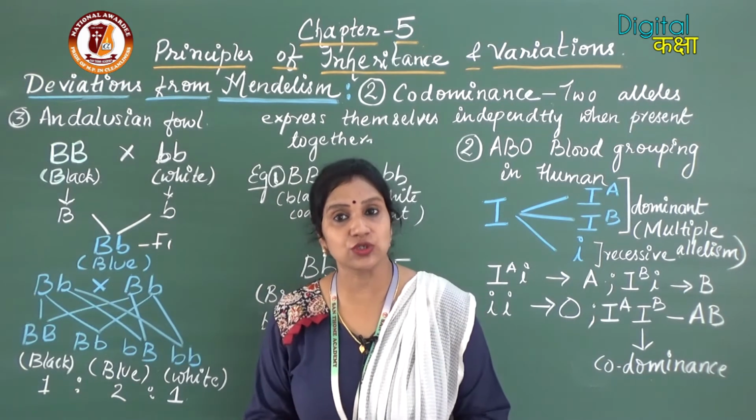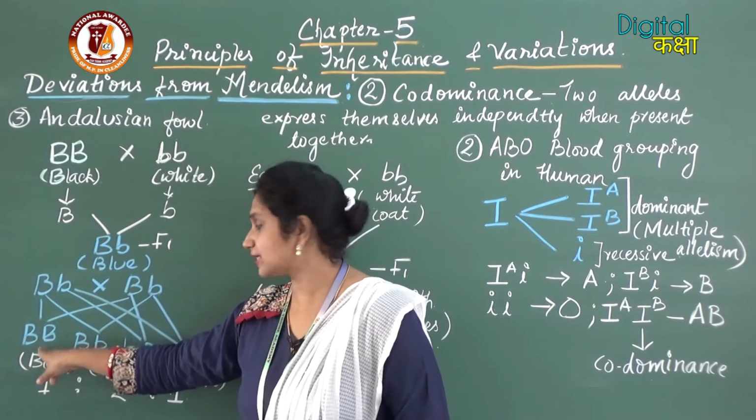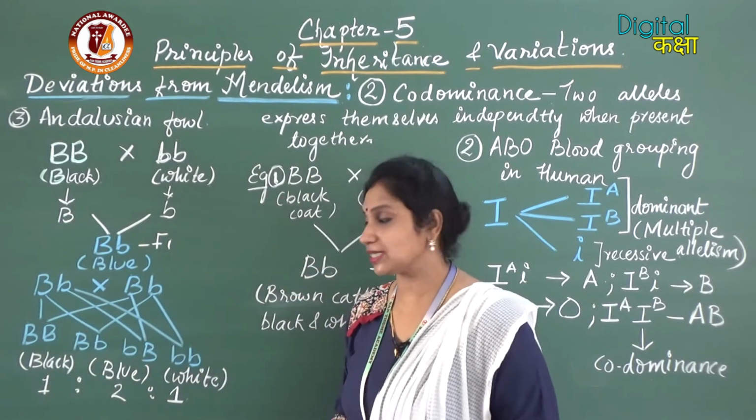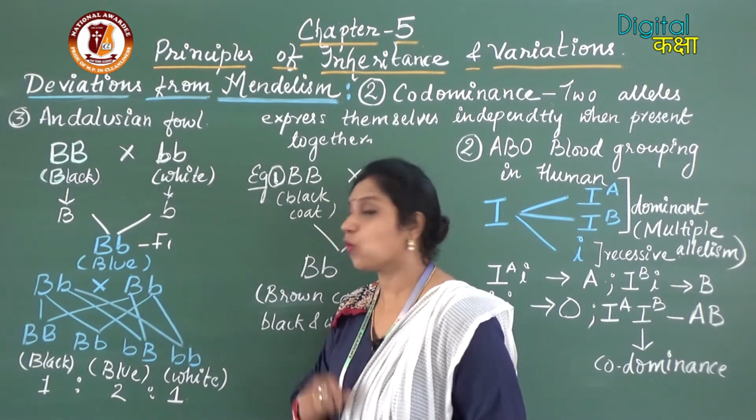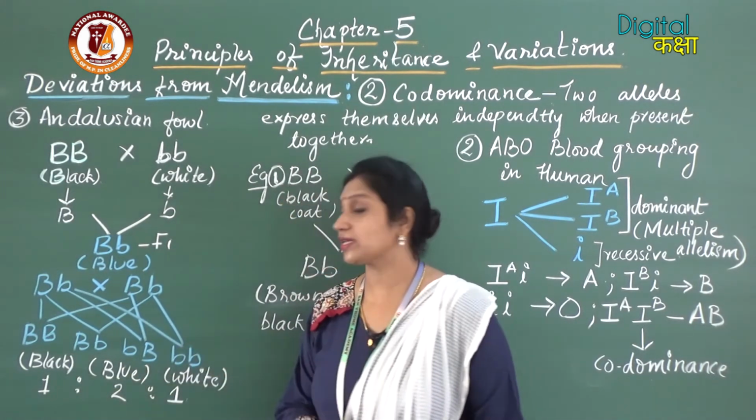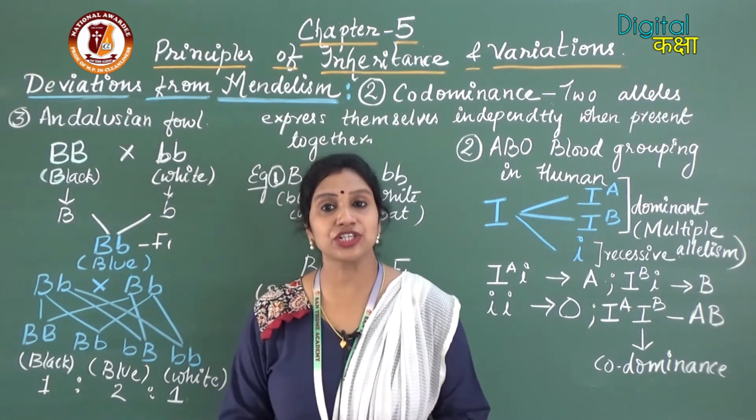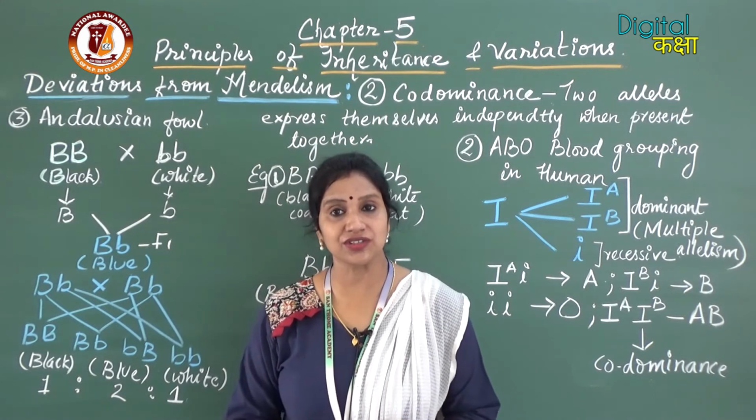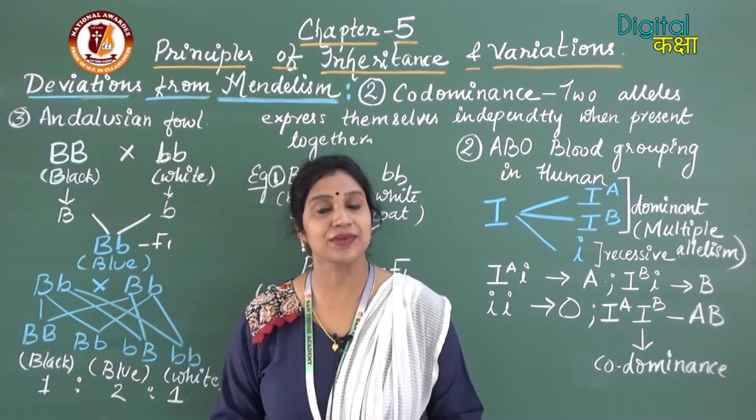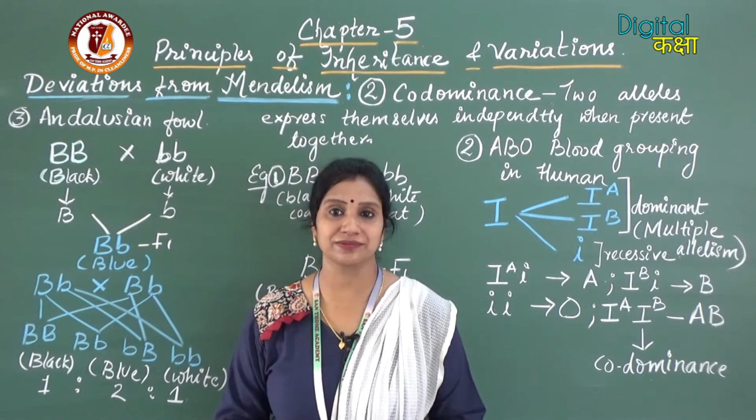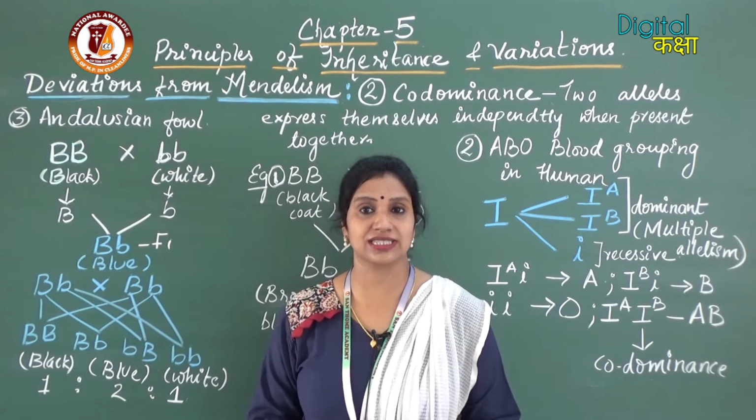And when we go to the genotypic ratio, it is again the same: one homozygous condition, that is the black, 2 heterozygous condition, that is blue, and one homozygous recessive condition, that is white. So the genotypic ratio is 1:2:1. So in incomplete dominance we have seen that the ratios vary from the Mendelian ratios. Here the genotypic and phenotypic ratios are both the same, 1:2:1. Now let us move to the second deviation from Mendelian genetics.